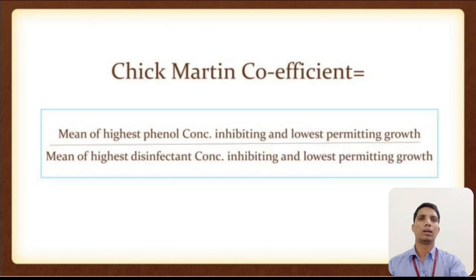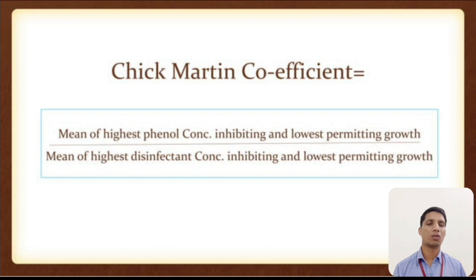Now, how is the Chick-Martin coefficient calculated? The Chick-Martin coefficient calculation method is based on the highest phenol concentration that inhibits growth, allowing the lowest growth. The highest phenol concentration showing the lowest growth means it is more bactericidal in nature. Then the highest disinfectant concentration that inhibits growth, meaning how effective the phenol is, is divided by how effective the disinfectant is that we have taken for our test, or on which the evaluation is to be done.